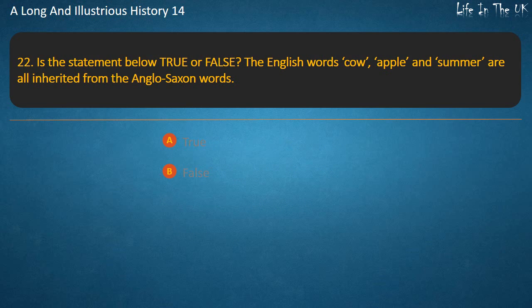Question 22. Is the statement below true or false? The English words cow, apple and summer are all inherited from the Anglo-Saxon words. True. False. Answer. True.